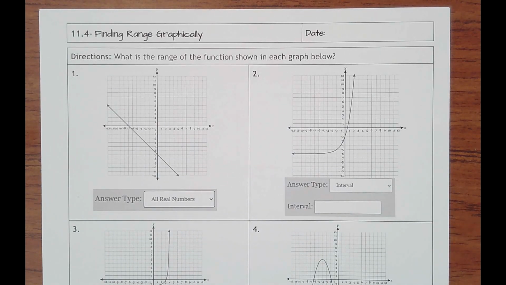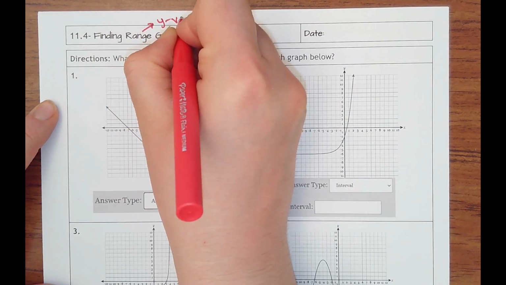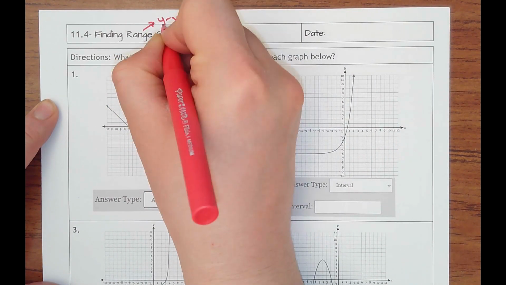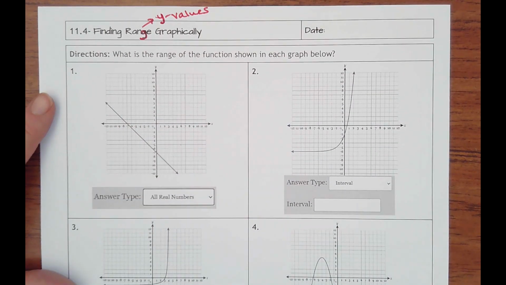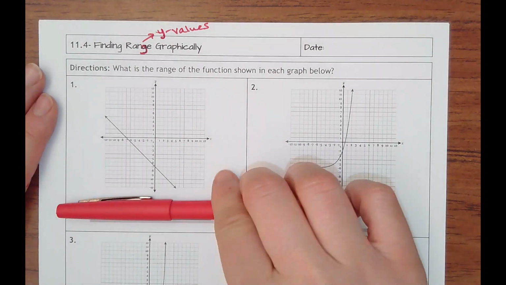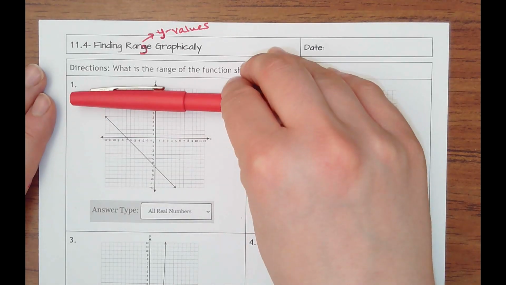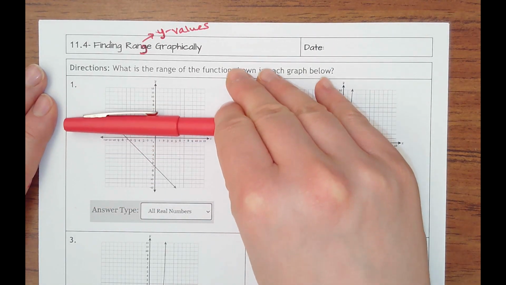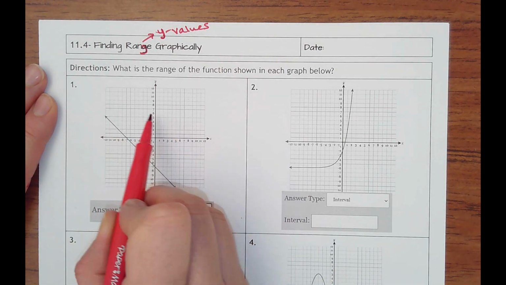Lesson 11.4 is now finding range graphically. Range is the y values, and I can correlate those two because y has a tail like the letter G, so they just always stick together in my mind. Range is going to be looking at how your graph is, or where your points are at from bottom to top. You scan it horizontally like this because lines with y equals go through the y-axis.